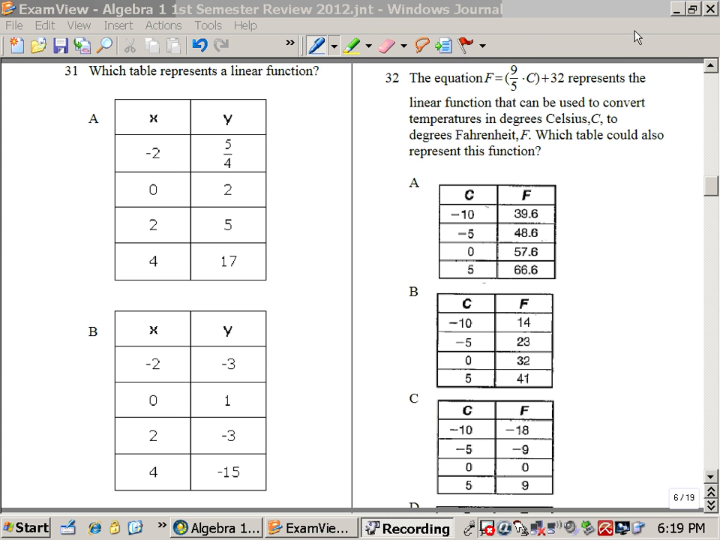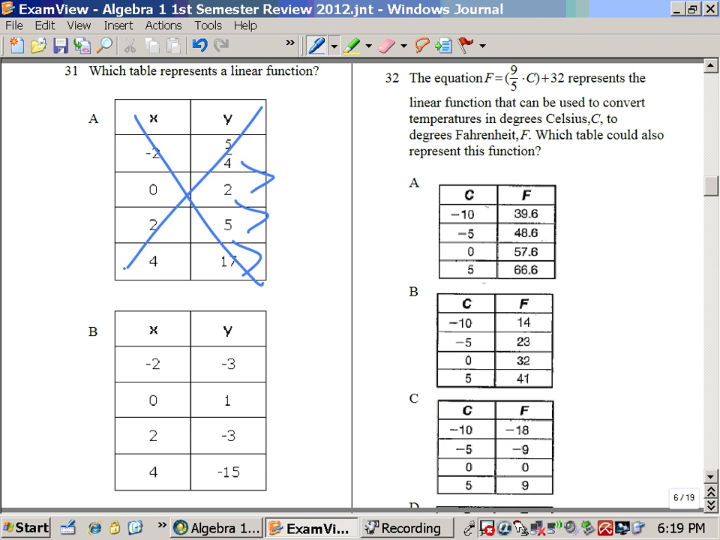Go Bearcats. Number 31. We're looking for a linear function. Linear means it has to have a common difference. Well, I'm not even going to attempt this one. This one is definitely not a common difference. B increases by 2, goes down 4. No, this is not a 4. You know what? This is not right either. This is definitely not a common difference.